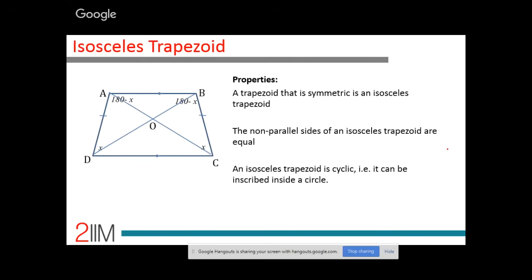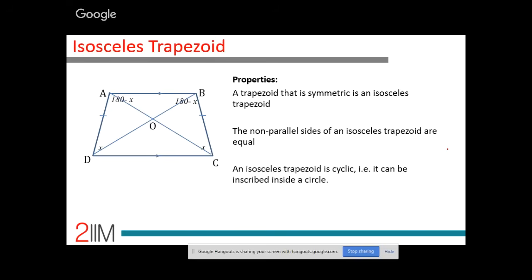A trapezoid where the non-parallel sides are equal is called an isosceles trapezoid. It's a symmetric shape. The 2 base angles will be equal, the 2 top angles will be equal. And remember, the pair of parallel sides should not be equal. If one pair of sides is parallel and equal, we'll again end up at a parallelogram.